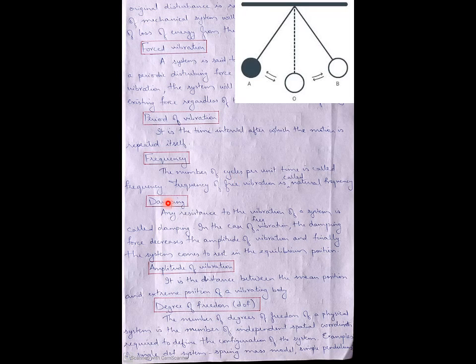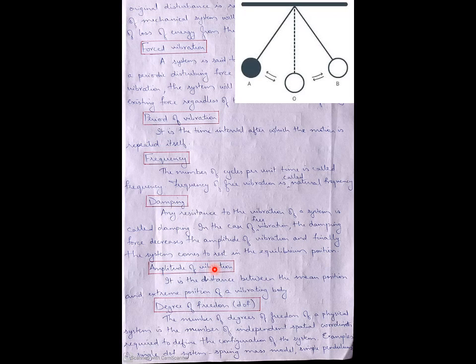Next term is damping. What is damping? We know that a system is vibrating, and if any resistance is given to the vibration of this system, then it is called damping. So any resistance to the motion of a system is called damping, and we can see that in the case of free vibration, after some time it will stop. It is due to this damping force that it comes to a stop. Due to this damping force, the amplitude of vibration decreases, and finally the system comes to a stop. Now what is this amplitude of vibration?